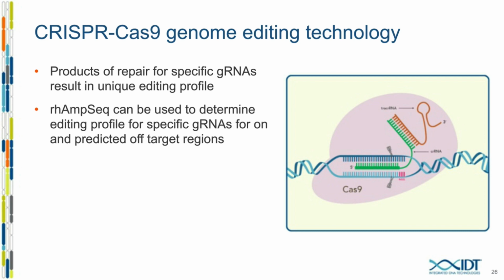So this system is not perfect. There are intended on-target double-stranded breaks, but there are also unwanted off-target double-stranded breaks. And we can use rhAmpSeq to quantify the editing profile of a particular guide RNA at the on and off target sites in a single reaction simultaneously.